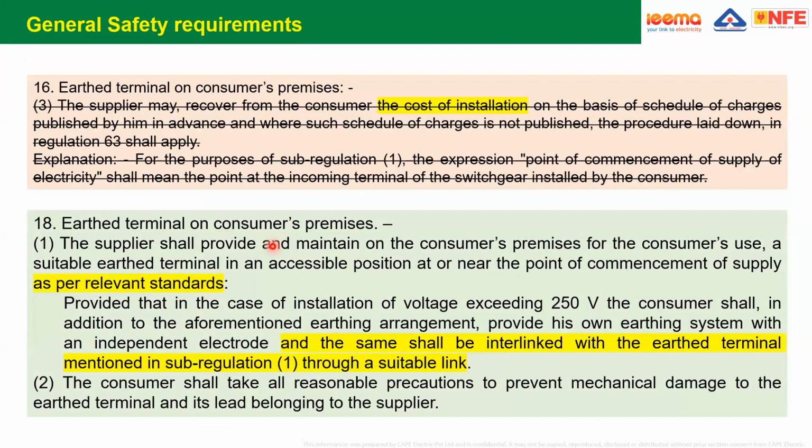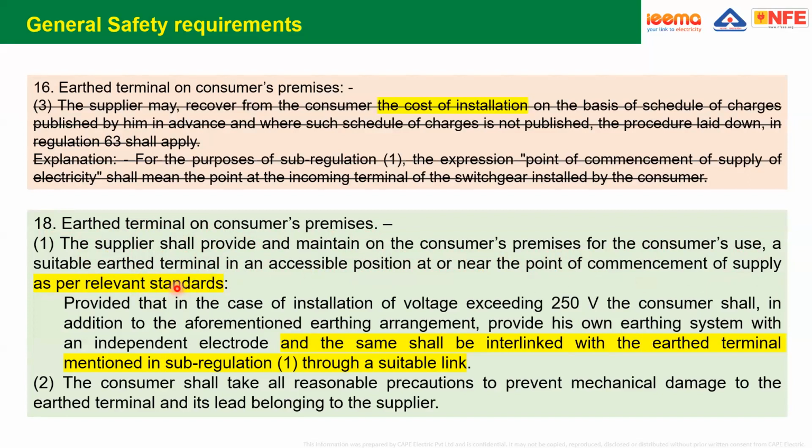Let me skip regulation 16, 17. This is mostly applicable for the consumer premise by the DISCOM. I'm sure some DISCOM engineers are also there, so let me explain. For example, the earlier regulation 16, the current regulation 18, earthed terminal on consumer premise. The supplier shall provide and maintain on consumer's premise for the consumer's use a suitable earthed terminal in an accessible position at or near the point of commencement of supply as per the relevant standard. So the change is the relevant standard. IS 3043 explains how to make it.